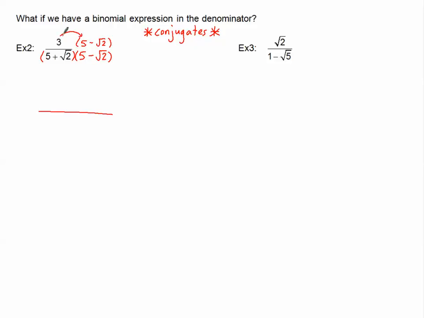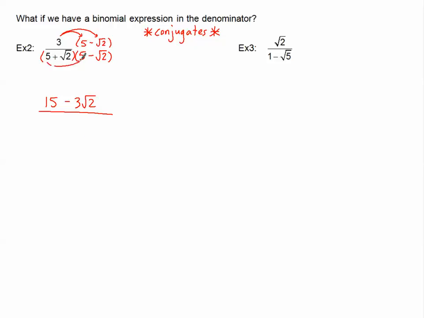Let's do the numerator. 3 times 5 and 3 times negative square root of 2. 3 times 5, of course, is 15. 3 times negative square root of 2 is negative 3 square root of 2. The 3 is on the outside, the 2 is on the inside. Let's see what happens in the denominator. Of course, I'm going to FOIL.